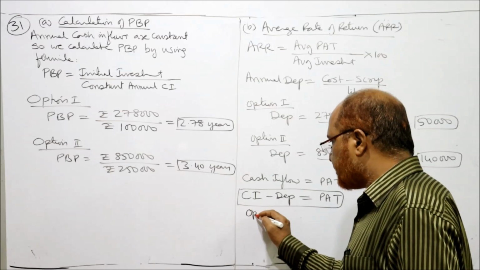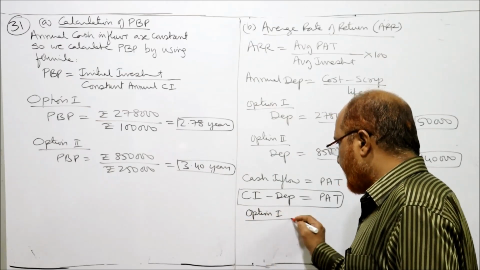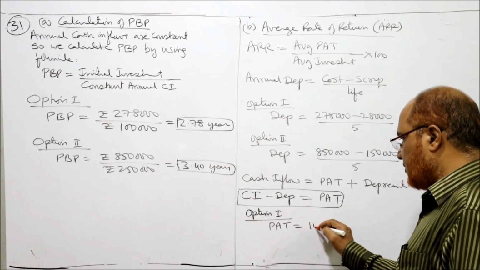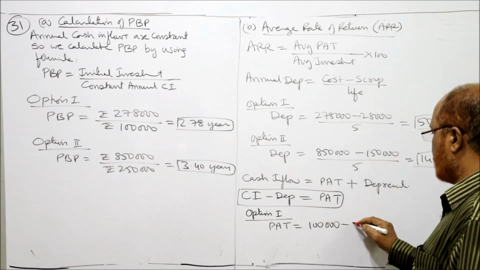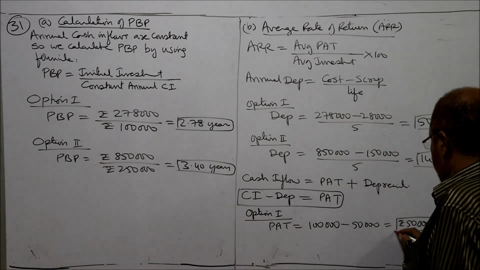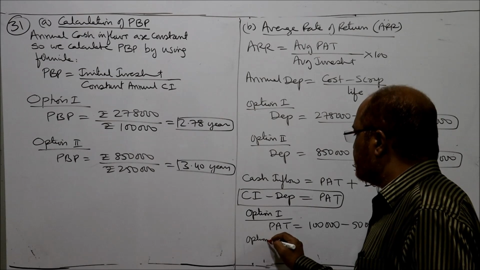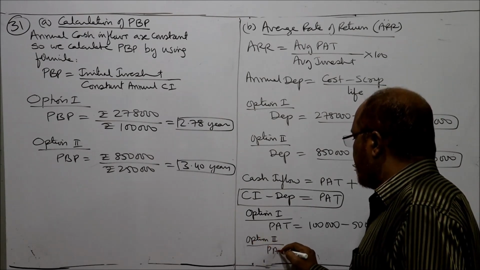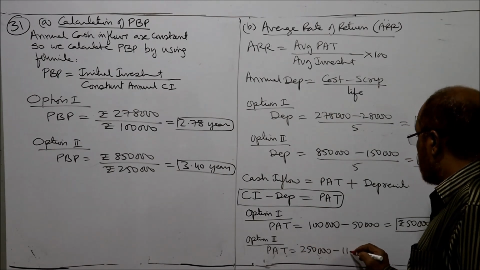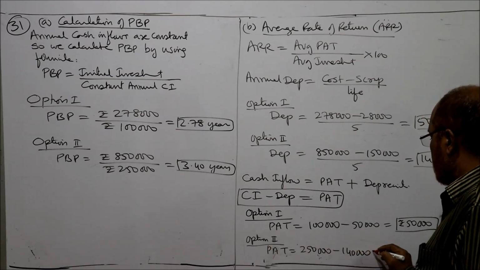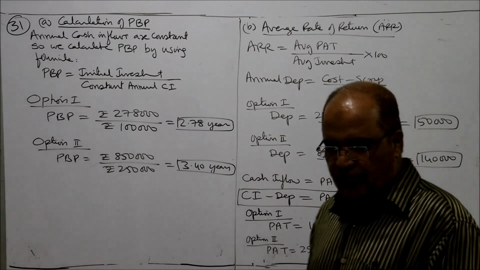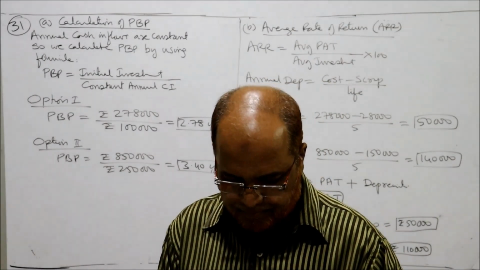So option 1, PAT is equal to, how much is the cash inflow for option 1? 1 lakh. 1 lakh में से depreciation निकाल देंगे 50,000. So remaining 50,000 rupees is the PAT. Similarly, option 2. PAT is equal to, the annual cash inflow are 2,50,000 minus depreciation 1,40,000, is equal to rupees 1,10,000. So what we got is PAT, annual PAT.